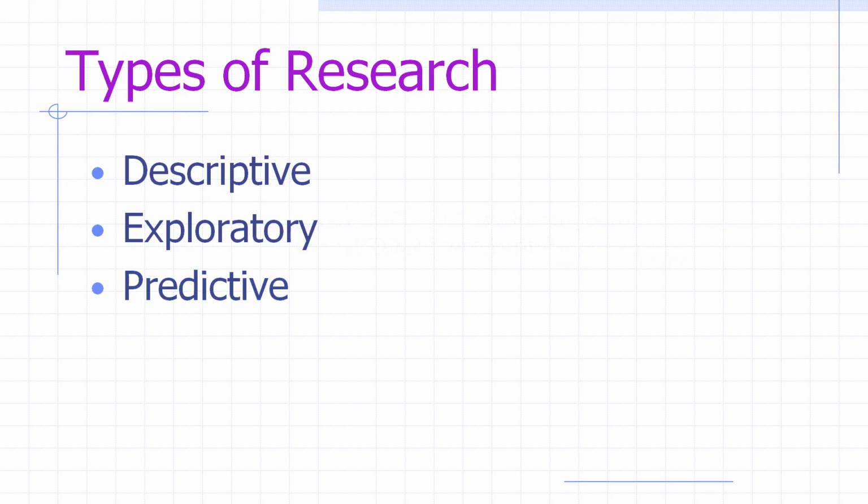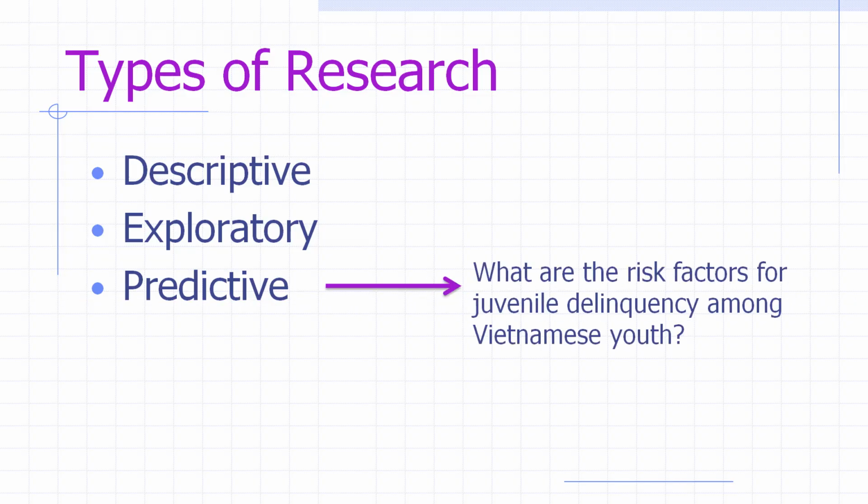Predictive is where we're trying to understand what factors influence or predict why a certain population or a certain group or certain individuals engage in certain behaviors or what have you. So, for example, what are the risk factors for juvenile delinquency among Vietnamese youth? So, in this case, when we say risk factors, then we're wanting to know what predicts whether or not a Vietnamese youth will engage in delinquency.